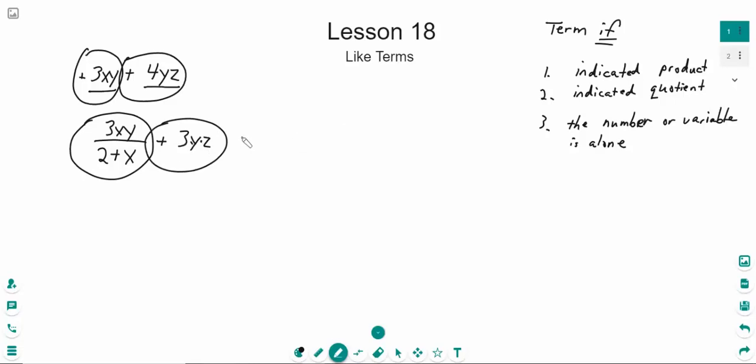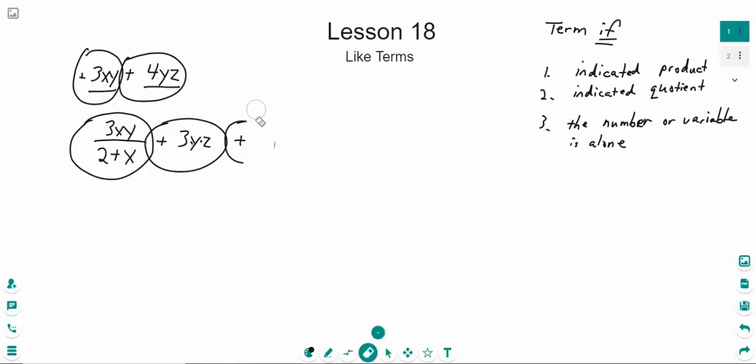If I were to add something else to the end of this, maybe a z, there we have a variable that's all by itself. It's all alone. That would satisfy criteria number 3 here. So this would also be a term, so we'd have 3 terms if we were to set something up like that. That's just review from yesterday.